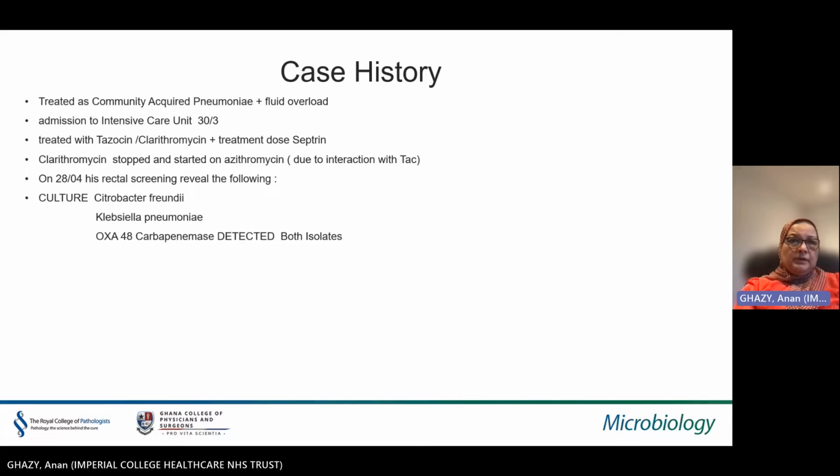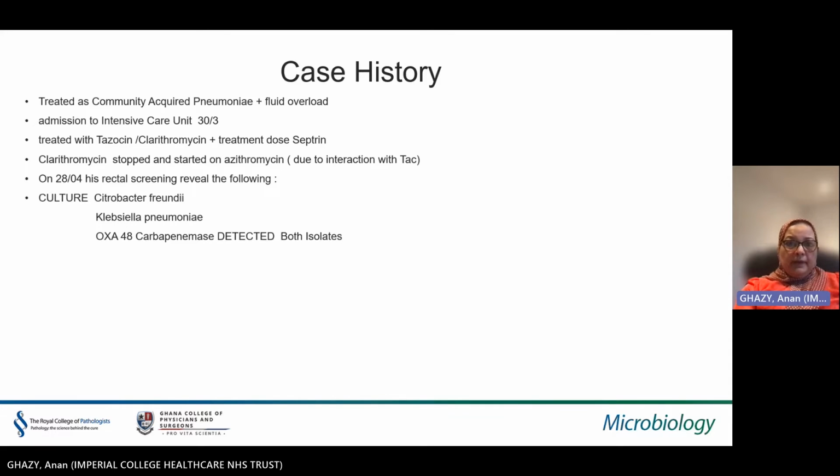So then his condition worsened, so he was admitted to intensive care, and this happened at the end of March. So he was started on Tazocin, clarithromycin, and was treated with Septrin treatment dose. Clarithromycin interacts with his immunosuppressant, which is tacrolimus, so he was switched to azithromycin for covering atypical pneumonia.